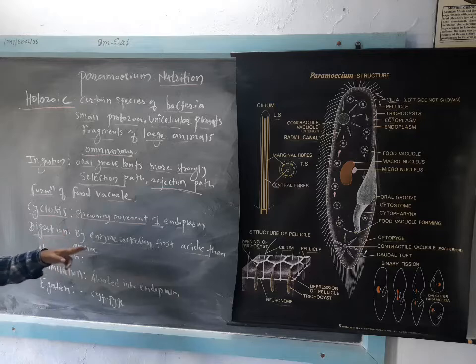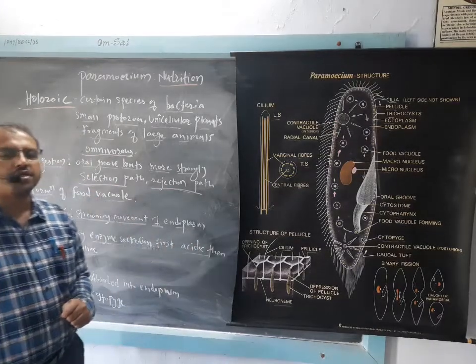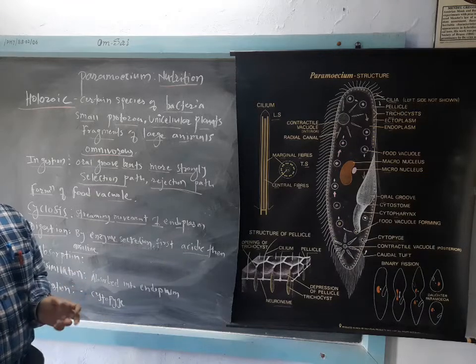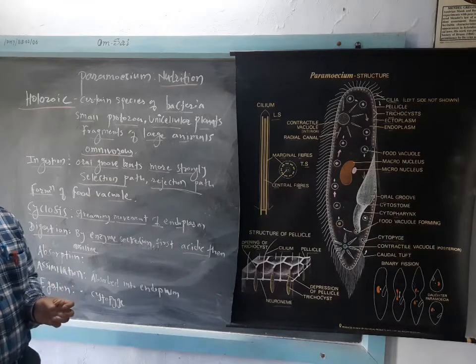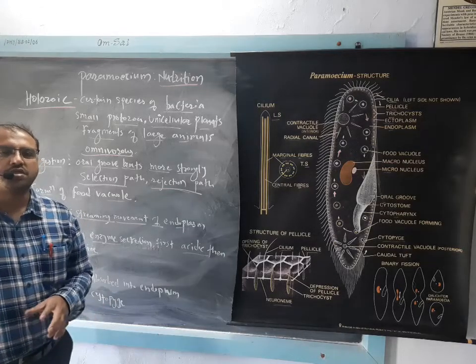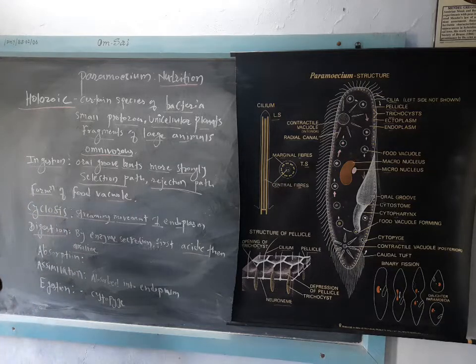Then alkaline digestion appears, as in the higher individuals, and the basic enzymes, that is protease, amylase, and lipase, are secreted in Paramecium. But there is a doubt among zoologists about the secretion of these enzymes.